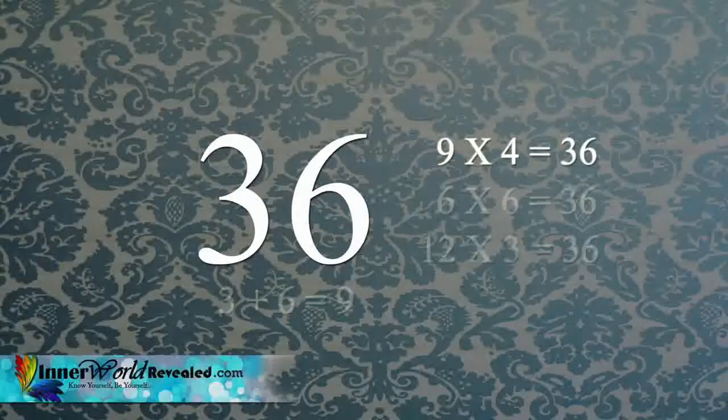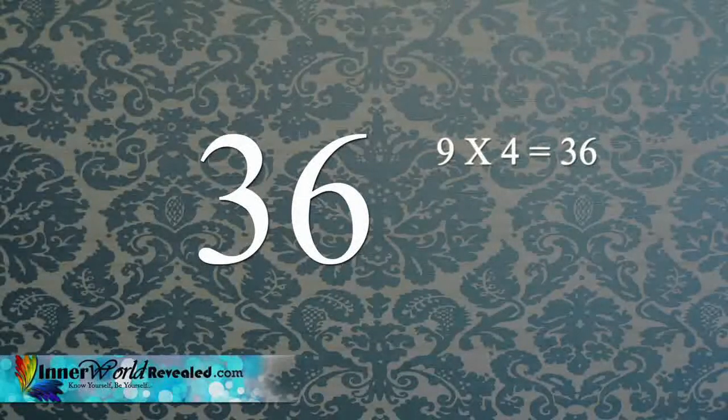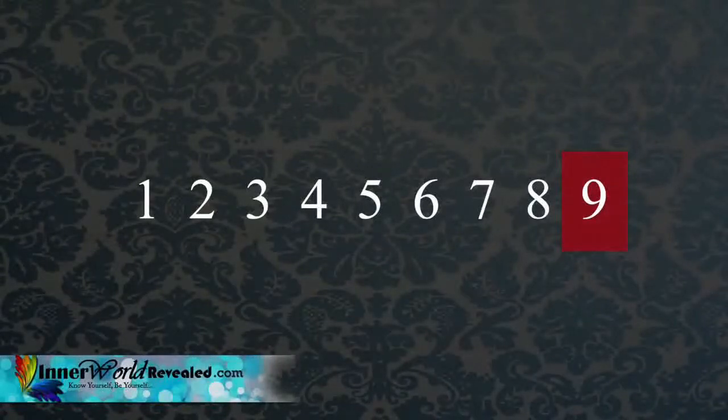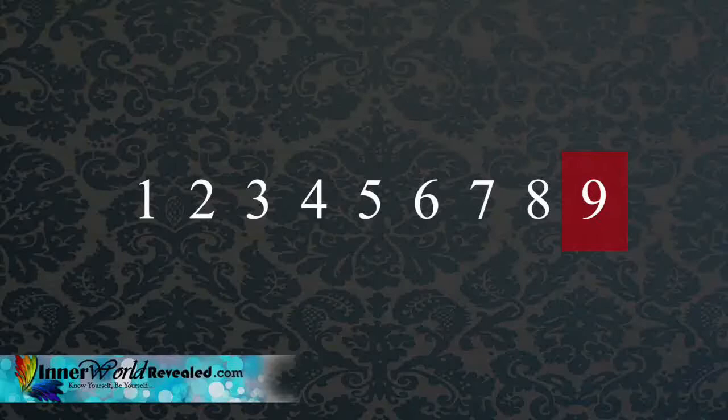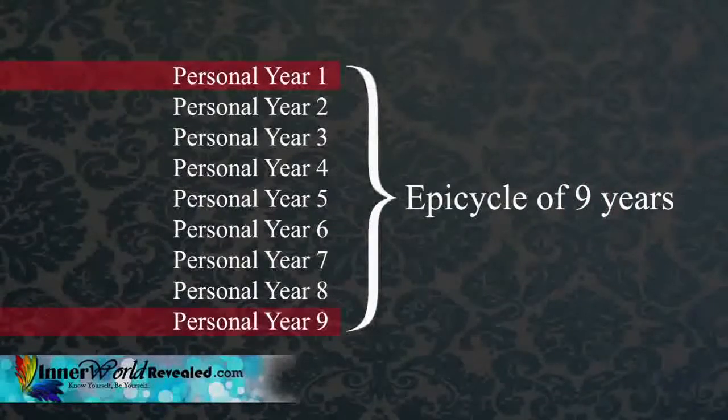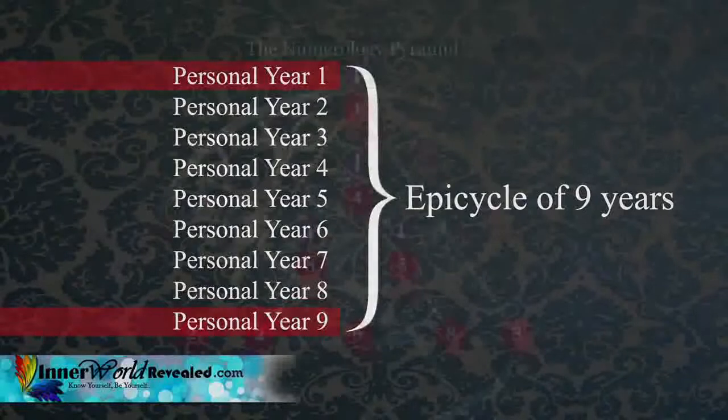Once again, 36 is 9 multiplied by 4, which implies 4 cycles of 9. 9 we know is the final single digit. In Pythagorean numerology, we always reduce all numbers to a single digit base vibration. So basically, 9 is the highest or the ultimate possibility. We go through 9-year epicycles beginning with the personal year 1 and climaxing in the personal year 9. After the personal year 9, a fresh epicycle begins with the personal year 1 once again. So basically, this personal year 9 to personal year 1 has to be a transition point.